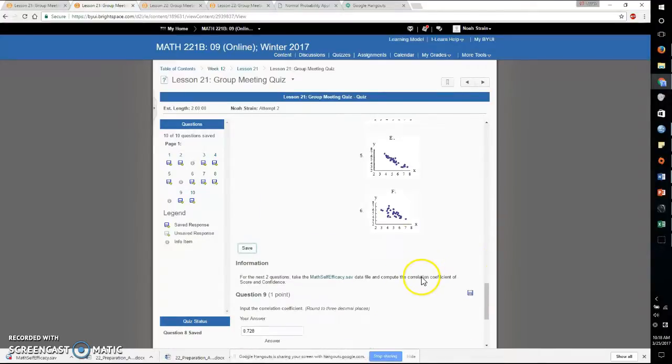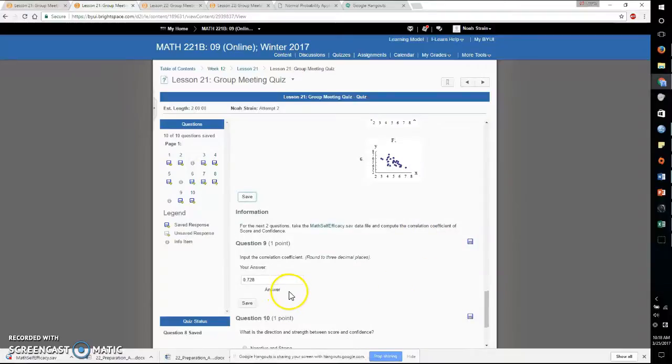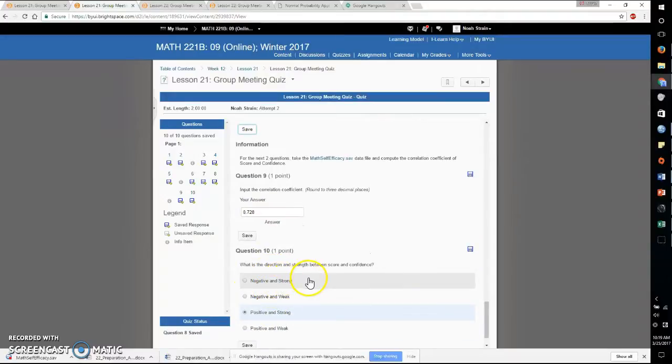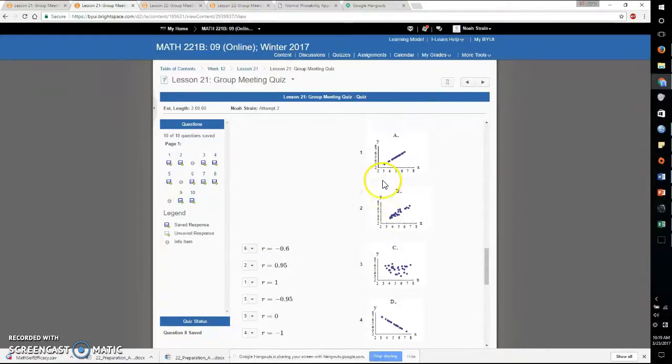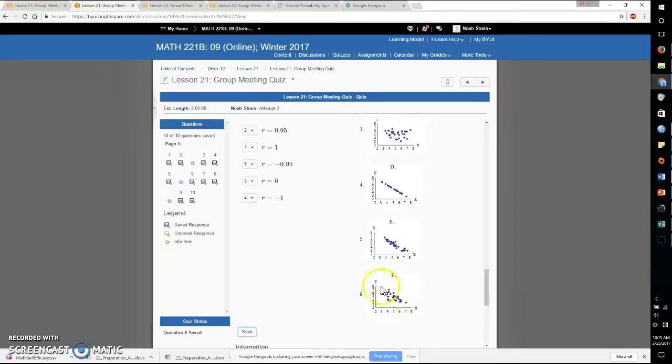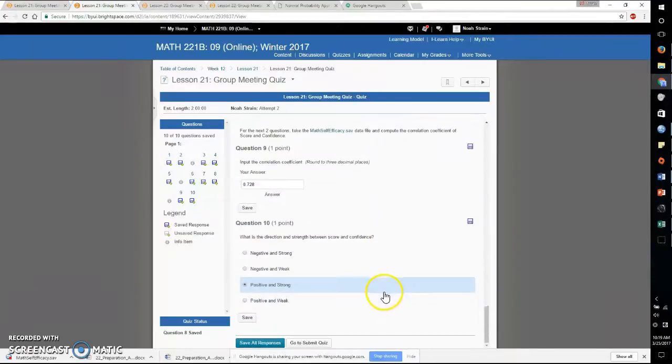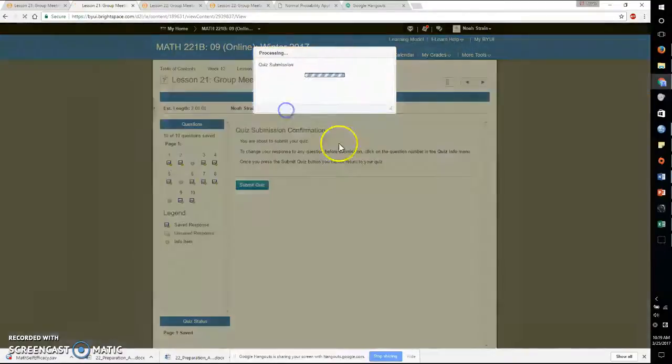Question 9, input the correlation coefficient. And the correlation coefficient for this math self-efficacy data is 0.728. So it's positive, but it's not very together. So it kind of looks like this one up here, this F, except opposite. It's going up in this general direction, but it's not very together. And it is positive and strong. So those are, for 21, the submissions that we got.